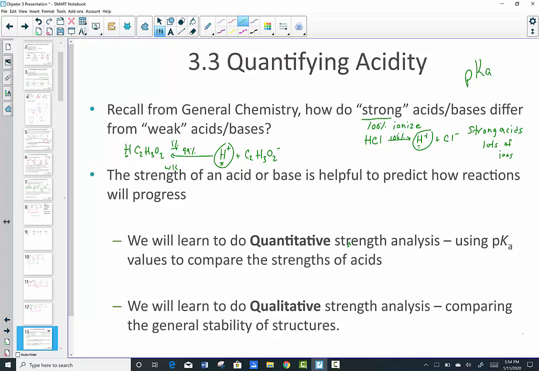Is the negative charge able to be strengthened or stabilized? So we'll do that qualitatively next chapter. In this section, we're going to do it quantitatively. pKa charts out and ready.